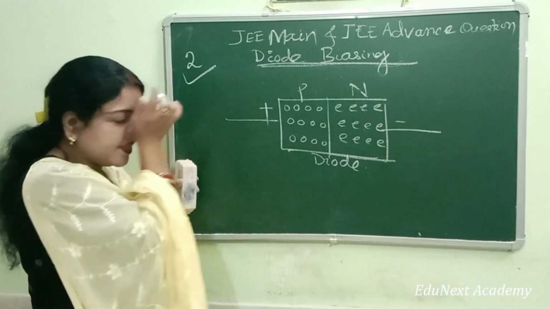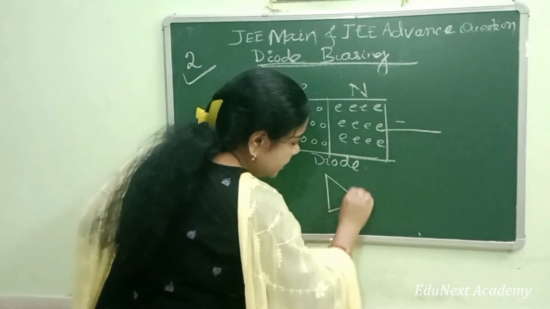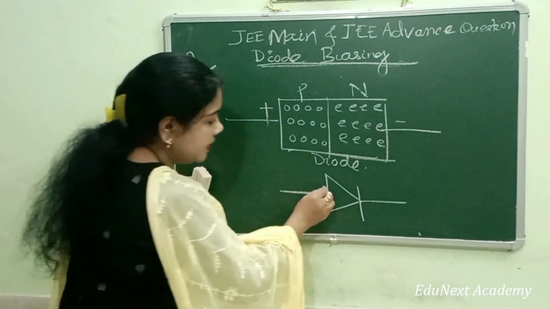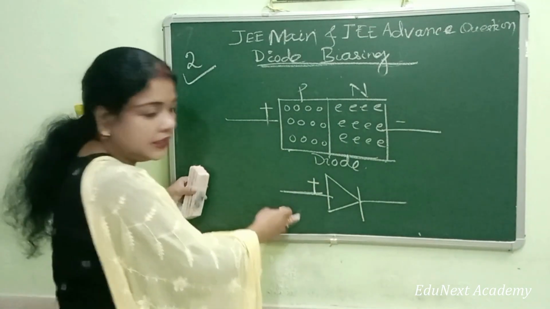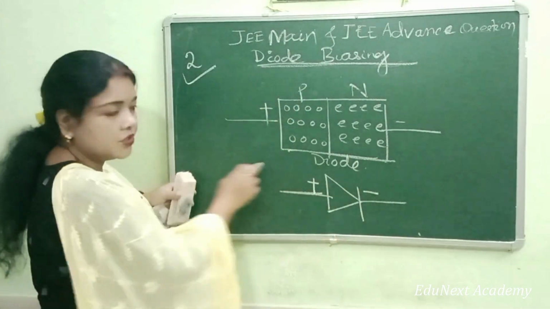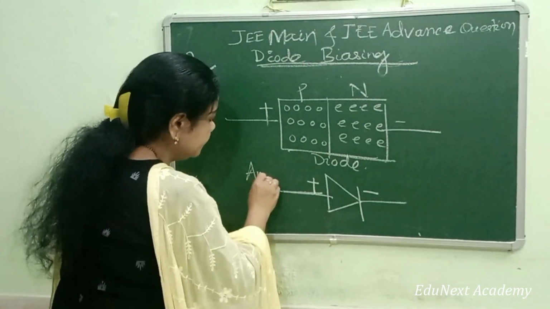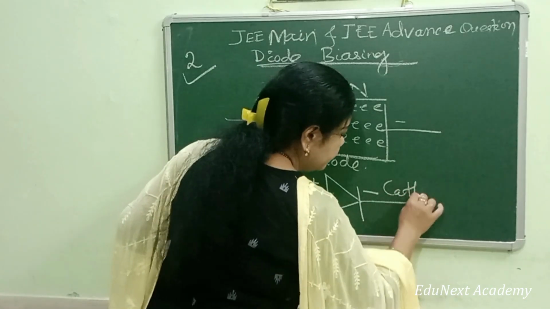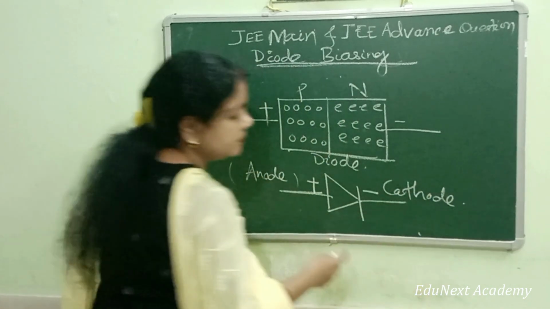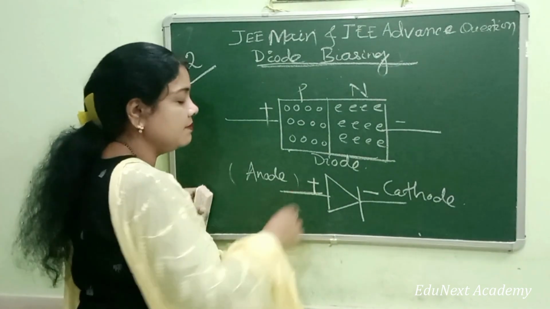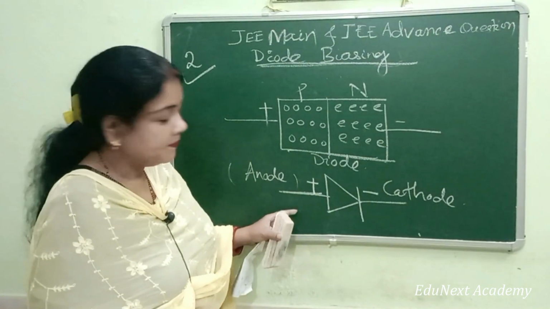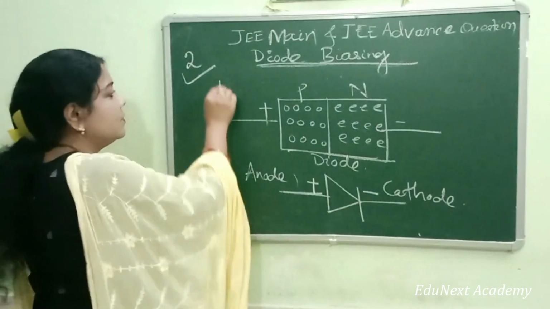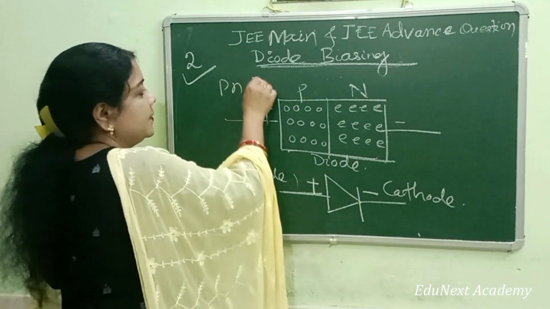If I give the electronic symbol, this is the symbol of the diode, and this is the positive polarity and this is the negative polarity. The positive polarity is known as the anode, and the negative is known as the cathode. These diodes are of various kinds, but today we will only go through the simple diode known as the PN junction diode.